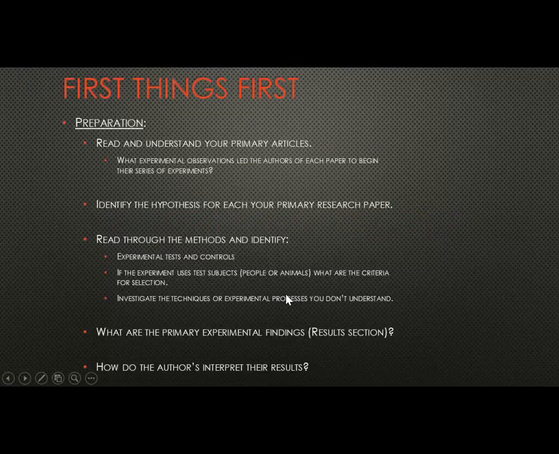Creating an outline. So first things first, your prep. You need to read and understand your primary articles and know what experimental observations led the authors of each paper to begin their series of experiments. That is, what's the background? Why do we start here, and where do we think we can go from here?